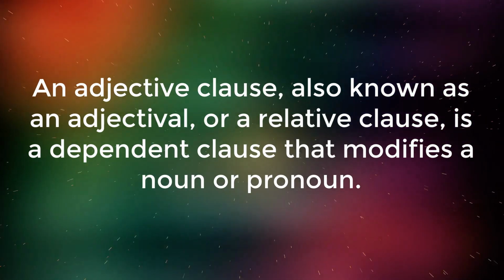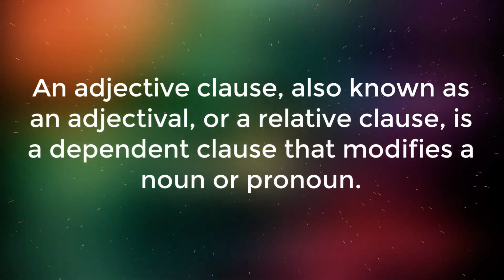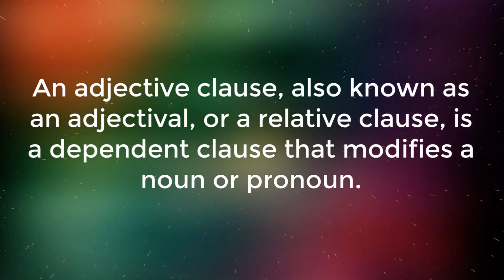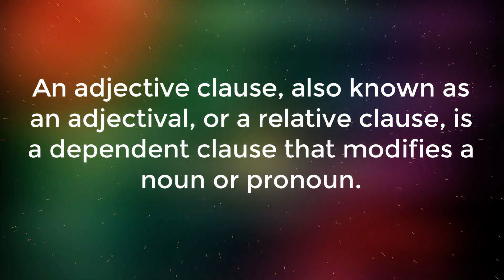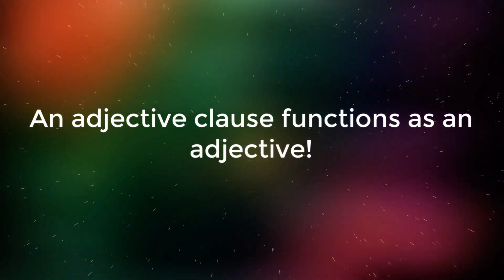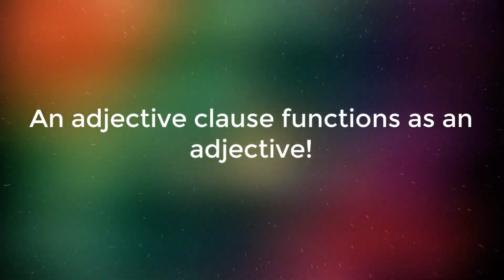In a previous lesson, you learned that an adjective clause, also known as an adjectival or a relative clause, is a dependent clause that modifies a noun or a pronoun. In effect, this clause functions as one part of speech, the adjective.